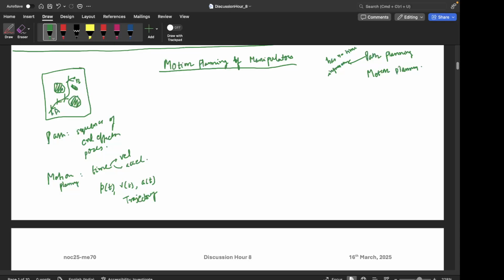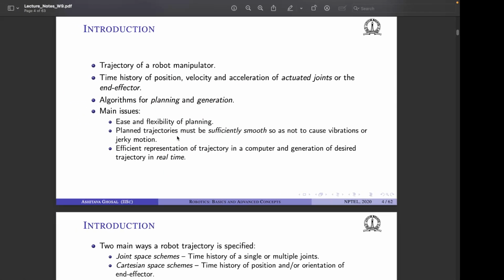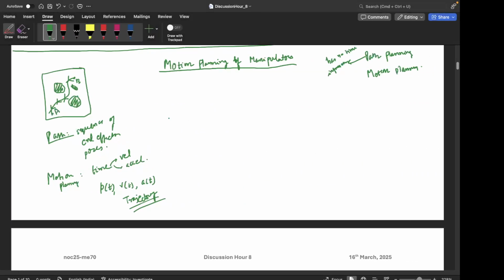So here, in path planning we find out a path, a sequence of poses, and in motion planning we are concerned about trajectories, and trajectories are always written as a function of time, right? So that's what is mentioned here also, that time history of position, velocity and acceleration of actuated joints or the end effector, right? So let me just write that down here as well, because that will form our basis of the discussion.